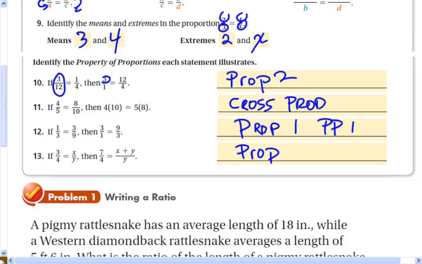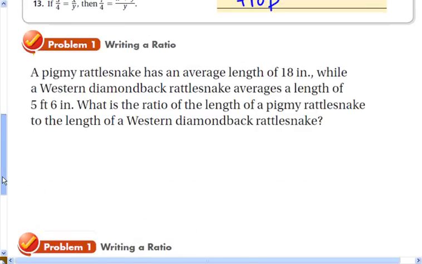And so on. Okay, so let's use some of these ideas here in a problem. A pygmy rattlesnake has an average length of 18 inches, while a western diamondback rattlesnake averages a length of 5 foot 6 inches. What is the ratio of the length of the pygmy rattlesnake to the length of the western diamondback rattlesnake? All right.